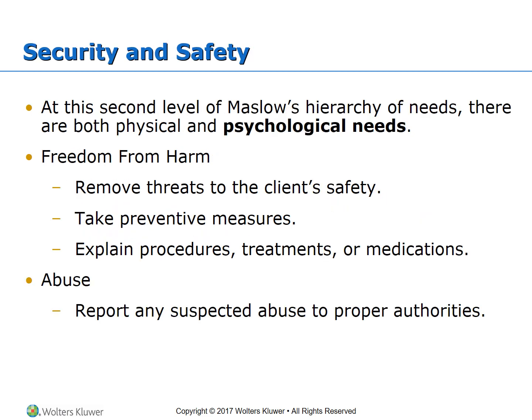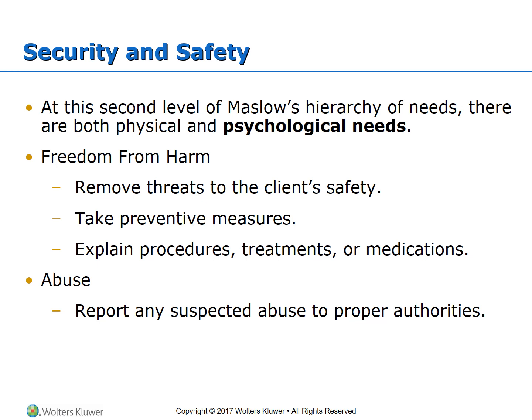Security and safety. At the second level of Maslow's hierarchy of needs, there are both physical and psychological needs. Freedom from harm. We need to remove threats to the client's safety. We need to take preventive measures. And we need to explain procedures and treatments and or medications.